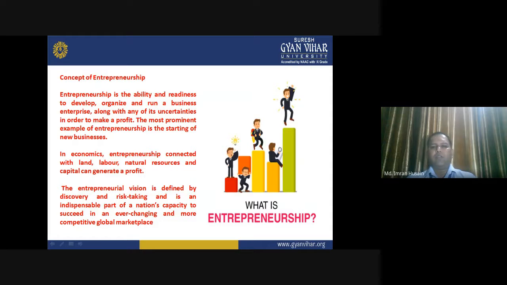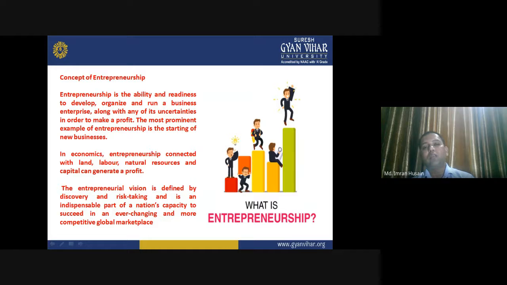Concepts of entrepreneurship and what is entrepreneurship? Entrepreneurship is the ability and readiness to develop, organize, and run a business enterprise. So basically, it is the potential and energy and the strength that is required to develop the readiness and organize and run a business enterprise along with any of its uncertainties in order to make a profit. So sometimes these uncertainties may include some risk-taking behavior also.